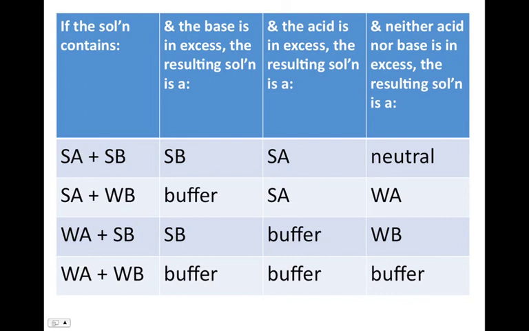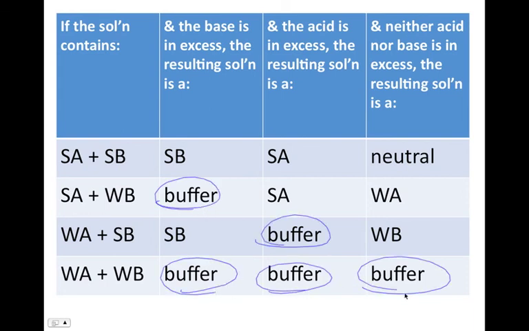How do you know if you're dealing with a buffer? Well, you know that you're dealing with a buffer in these situations right here. And depending on what is in excess determines whether or not you have a buffer. So if you have a strong acid plus a strong base and the base is in excess, then the resulting solution is a strong base. If the acid is in excess, the resulting solution is a strong acid. And if they're both present in equal amounts, you end up with a neutral solution. This is kind of from that last slide that I was showing y'all, 4 slides ago, the one with all the words on it.